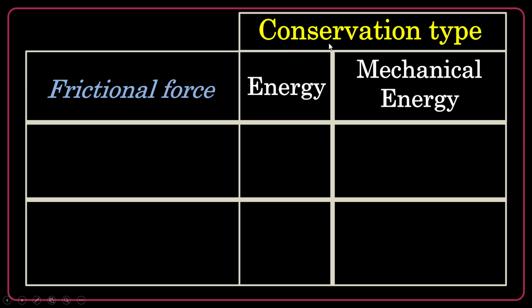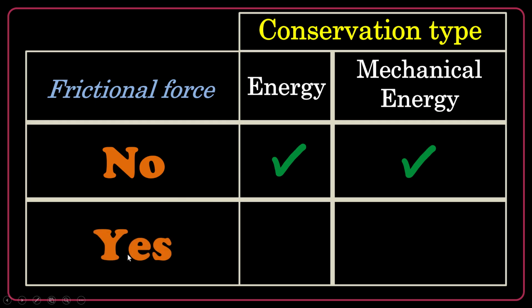So in short, we can say we have two conservation types: energy conservation and mechanical energy conservation. If there is no frictional force, energy and mechanical energy are both conserved. You can use both of them in problem solving. But if frictional forces are not ignored, energy is conserved, but you cannot use mechanical energy conservation.